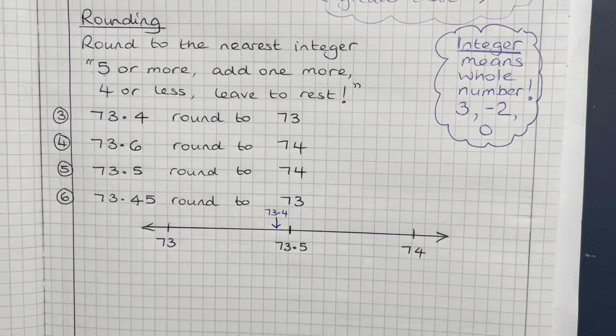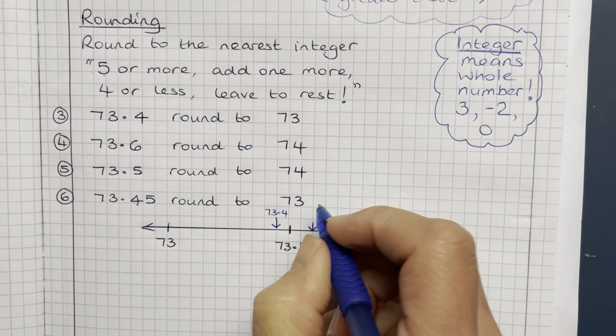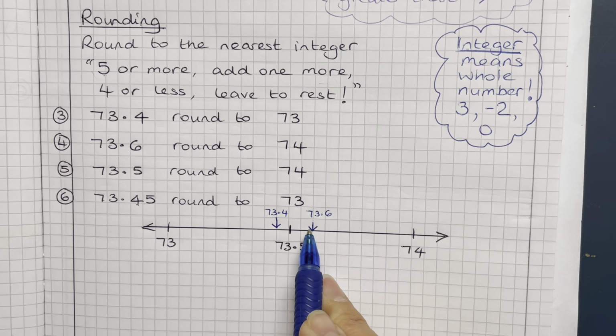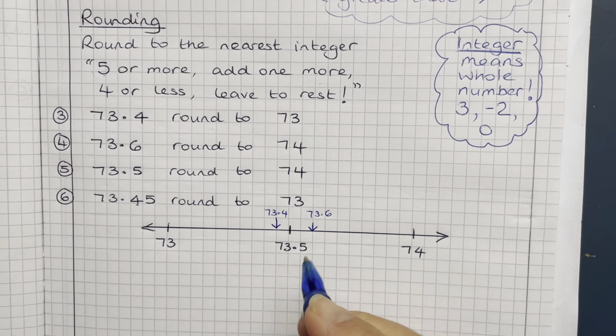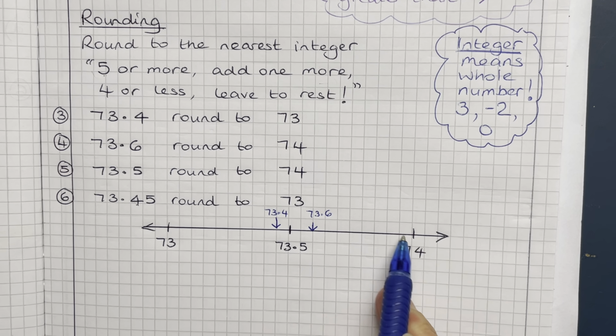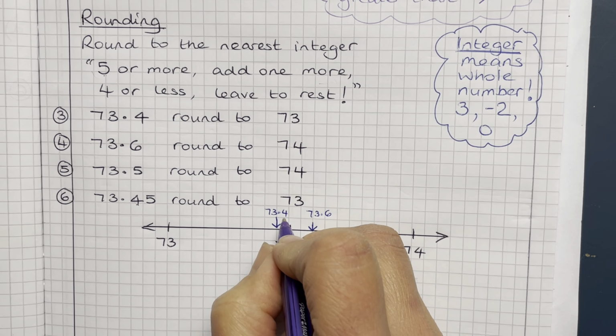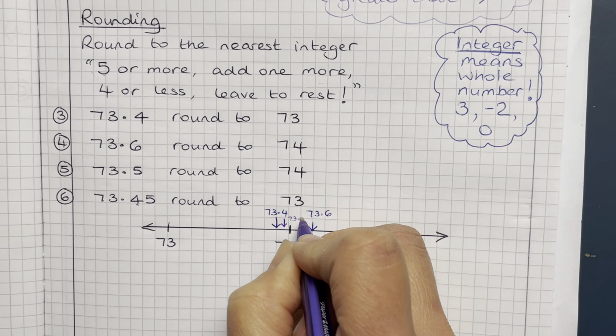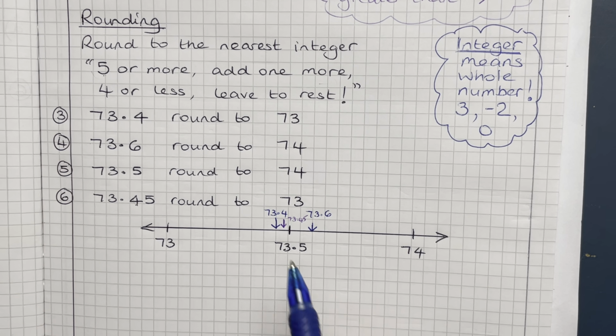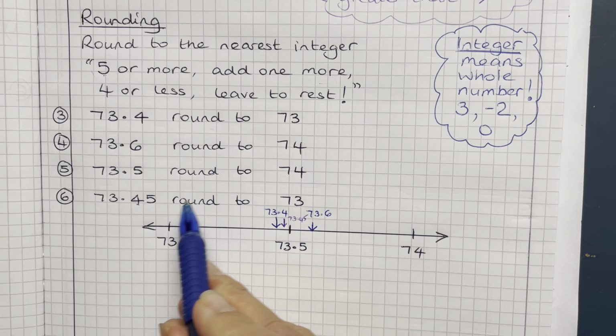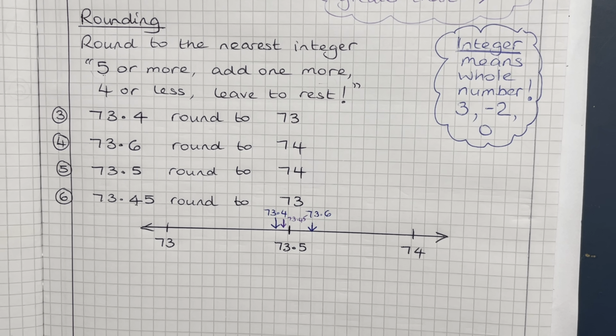Now, visually, that's a really helpful way of seeing that 73.4 is here. So it's going to go down to 73. 73.6 is somewhere here. It's going to go up to 74. We're told that 73.5, the convention is to round to 74. And then again, you can't really see it, but if I squashed in here a little 73.45, you would see that it's still less than 73.5 and therefore rounds down to 73. So always remember that a number line is there to help you. It takes 2 seconds to sketch it out if you're struggling with working out which way it goes.